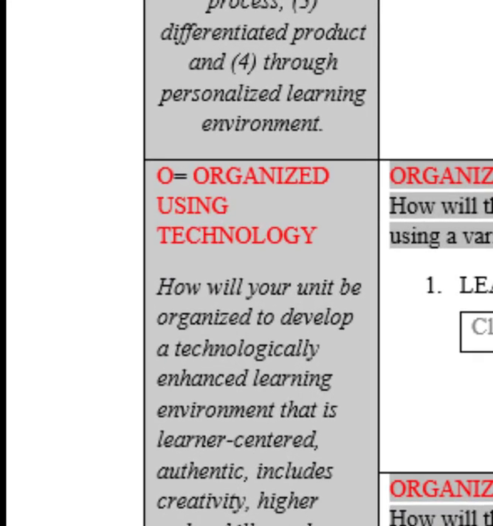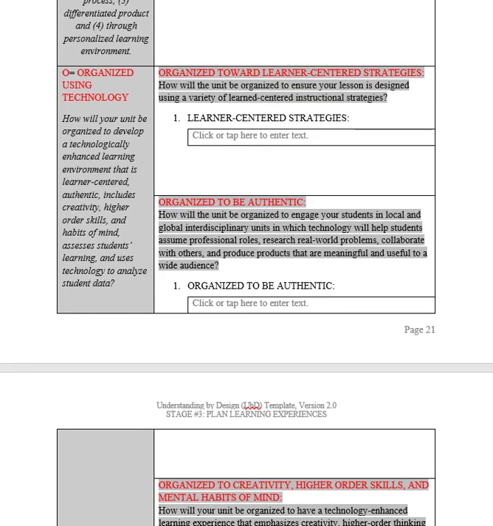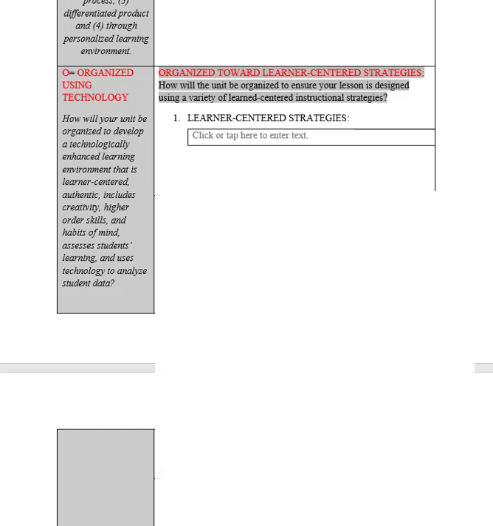O stands for Organized Using Technology. This is the last section of Stage 3, and it is broken into 5 different sections. First, your unit must be organized in a learner-centered way. Organize the unit in such a way that based on a student's need or desire, the assignments or content of the unit can be adjusted accordingly.